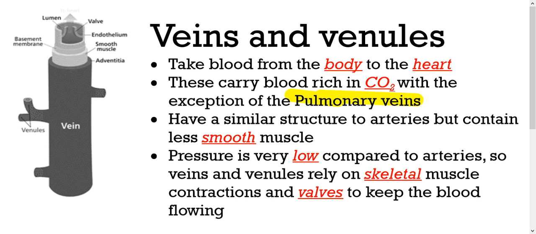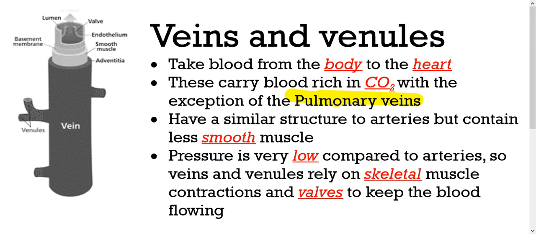In order to return blood back to the heart, we have veins and venules. They take the blood from the body back towards the heart. So arteries away, veins are going to go towards the heart. These typically carry blood that's rich in carbon dioxide. So arteries take blood rich in oxygen. At the capillaries, they give that oxygen away to the cells and they pick up carbon dioxide from the cells and carry that back towards the heart.